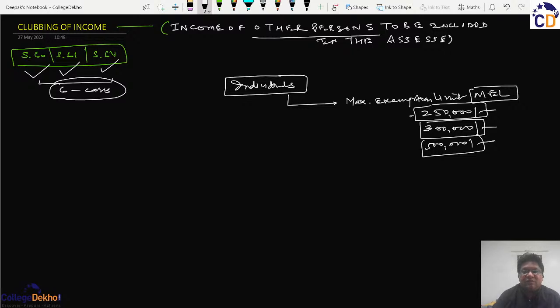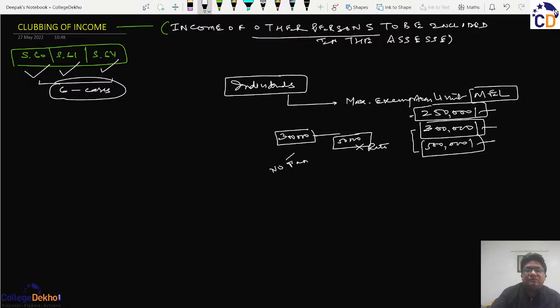So if myself being a person of age, let's say less than 60, and I have an income of 3 lakhs, then out of the income of 3 lakh, 2,50,000 will not be taxed, and therefore I will be paying tax only on this balance amount of 50,000 subject to the rate applicable. But if my age is minimum 60 or above, then I am covered by these two exemption limits and I will not be paying any tax.